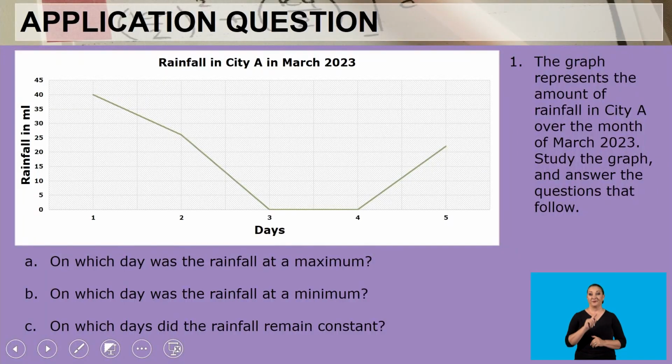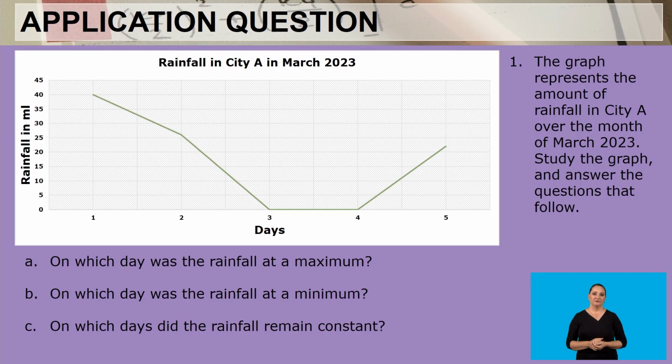So the first one says, the graph represents the amount of rainfall in City A over the month of March 2023. Study the graph and answer the questions that follow. We have 3 questions, but let's quickly study the graph and see what we have been given. On the vertical values, we have been given the rainfall in milliliters, and on the horizontal values, we have been given the number of days. So looking at this graph, we are going to answer these questions.